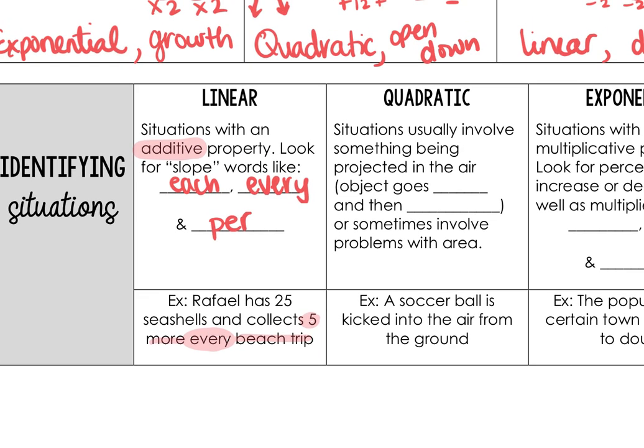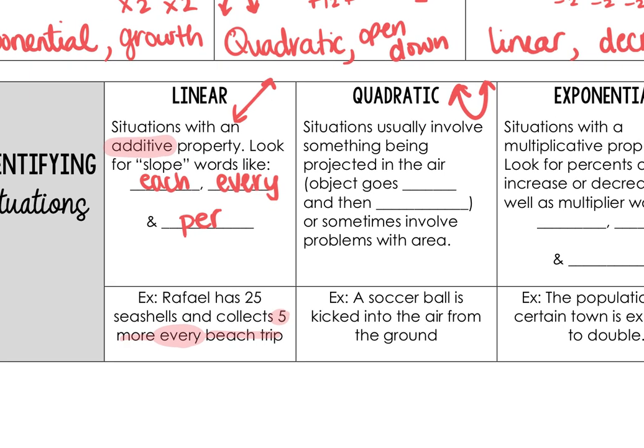With our quadratics, these U-shaped graph situations, maybe we'll even draw that. Linear, line; quadratic, U. These situations usually involve something being projected in the air, meaning they're going to describe an object that goes up and then down. So maybe we should have made our U-shaped graph something like this. Something that's being projected. It goes up and then down. Or it could be problems with area, because we know area is squared and quadratics are our squared functions.